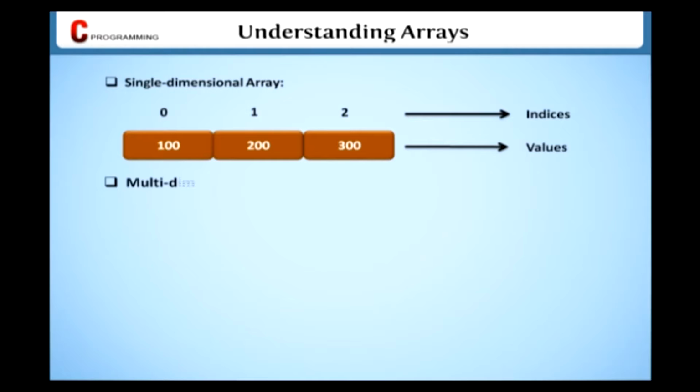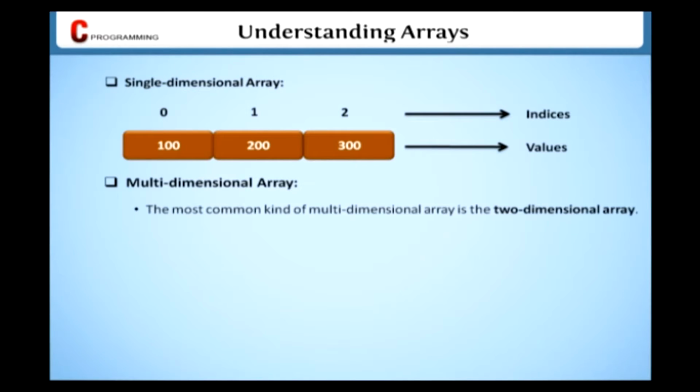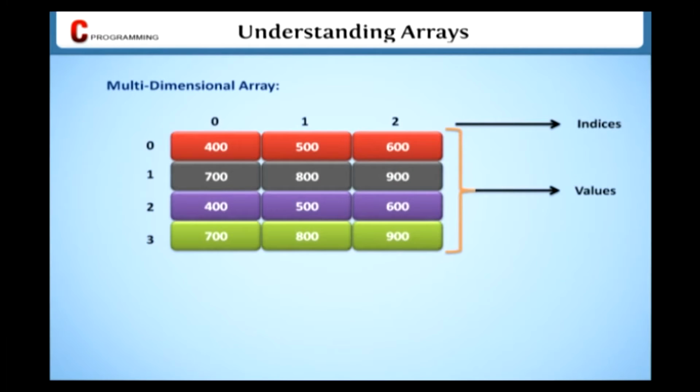Now we can go for a multidimensional array. The most common type of multidimensional array is the two-dimensional array. Also, multidimensional arrays can be described as arrays of arrays. Let's see this figure, which displays the multidimensional array structure. A multidimensional array can store values with multiple rows and columns.